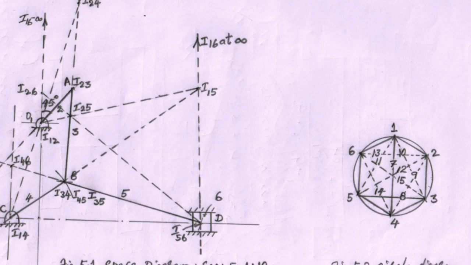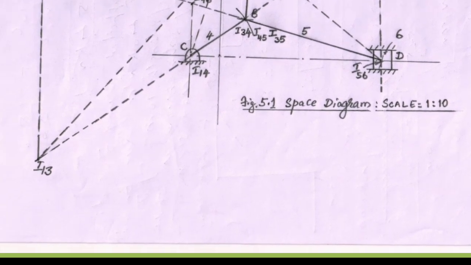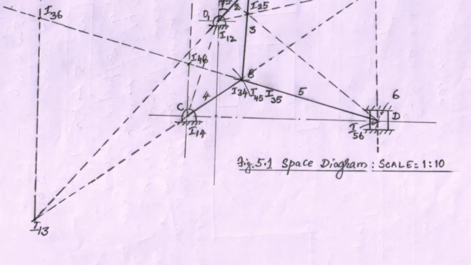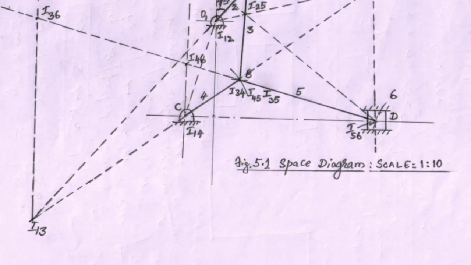When you draw the line I13, 2 triangles should be readily available. Then only it is possible to find the instantaneous center. For example, to get I13, I am taking the help of 2 triangles: the I12 I23 triangle and one more triangle, the I14 I34 triangle. So like this you will get I13. See, in this case, extending the lines I14 and I34, I have got I13 at the bottom.